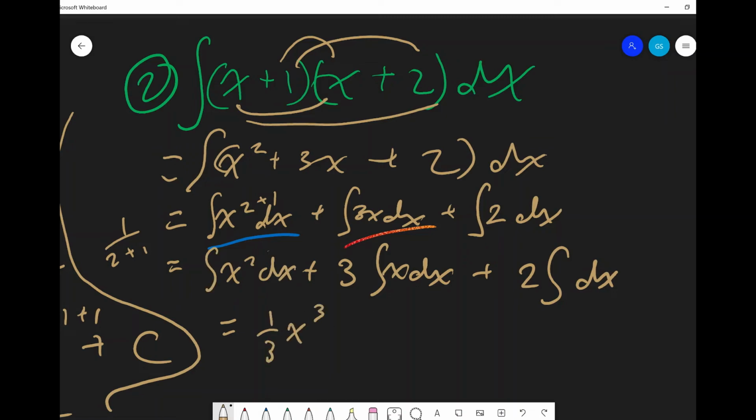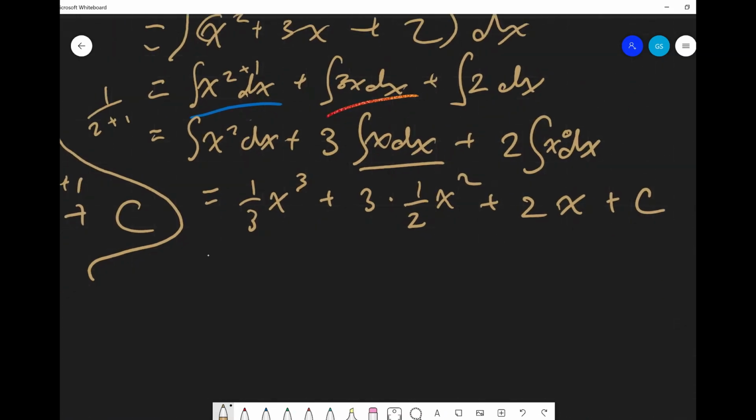1/3 x^3 plus 3 times integrating this guy. 1 plus 1 is 2, x^(1 plus 1), 2, plus 2. This is basically an x^0 here. So 0 plus 1 is just 1. And then plus c. We can add that c at the very end. Simplifying this, 1/3 x cubed plus 3 over 2 x squared plus 2x plus c. That is basically it for that one.